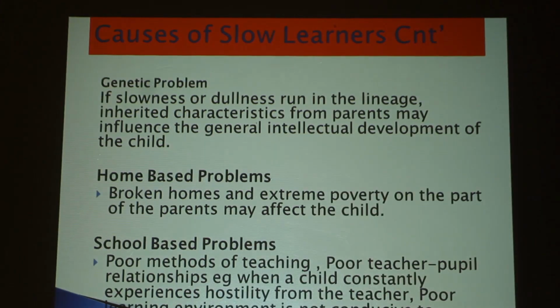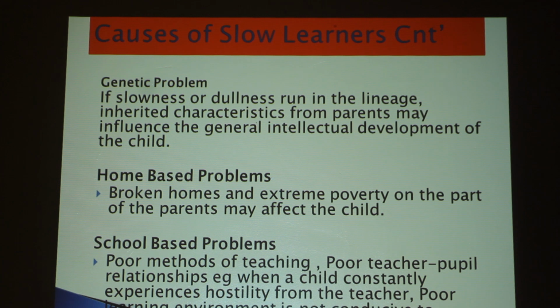Then we have the school-based problems. We're looking at causes of slow learners. If a teacher is using a wrong method of teaching, if the relationship between the teacher and the pupil is bad, the child is likely to have issues with learning. So the school-based problems can affect the learning.